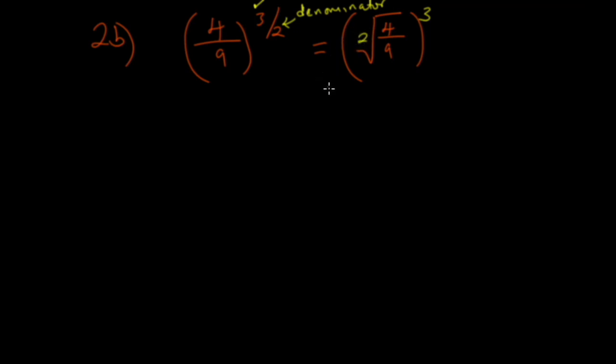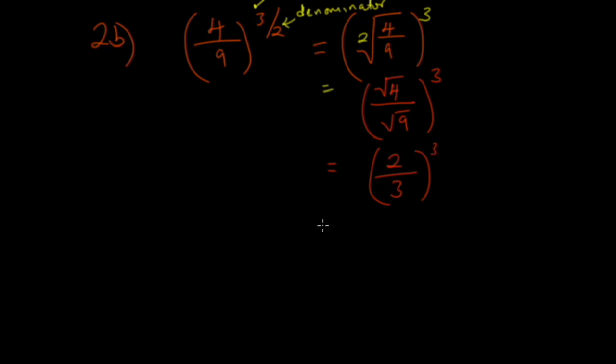Some people don't write 2 here. It doesn't matter, because square root simply means 2. So you can put 2 if you want, or not, it's still okay. And the square root of a fraction means the square root of the numerator divided by the square root of the denominator. Our power is still there, but we first simplify the brackets. Square root of 4 means 2, and square root of 9 means 3.